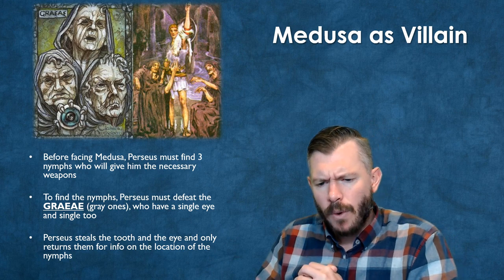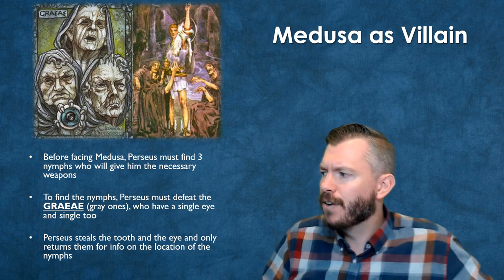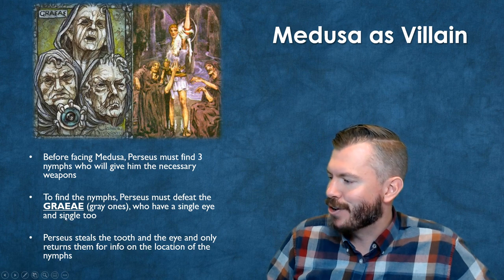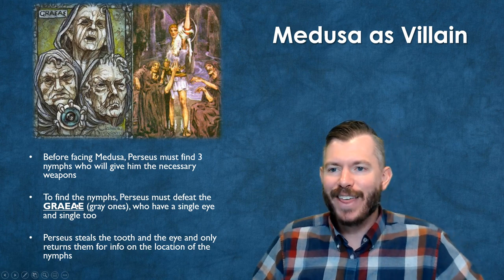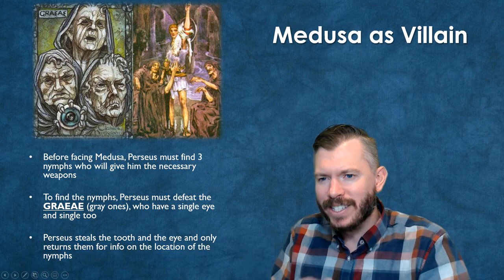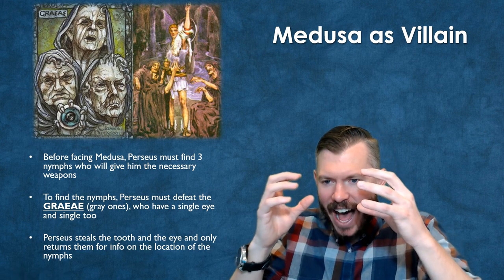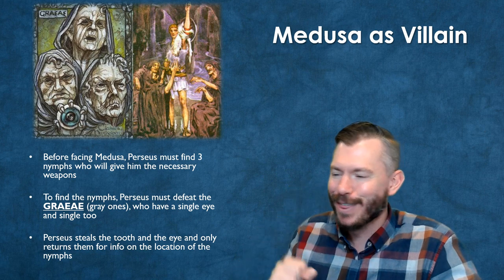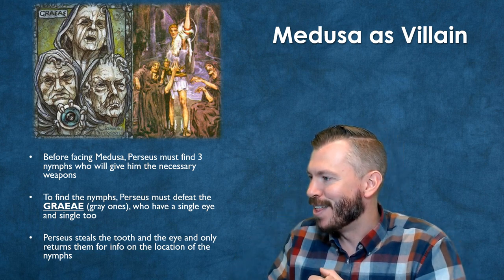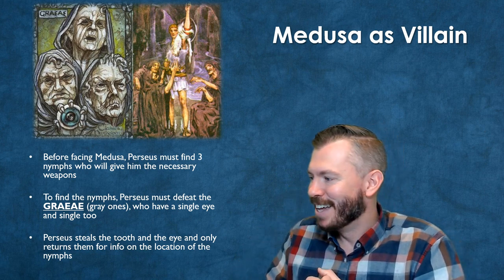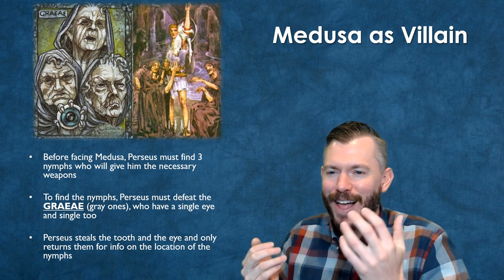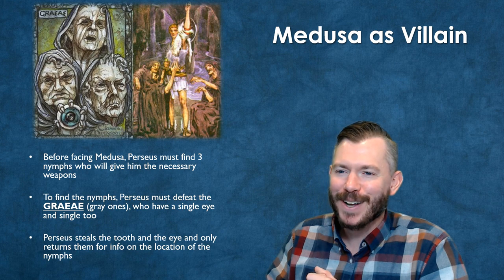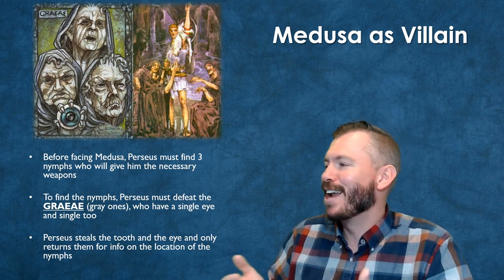And so in order to find them, he's got to first go to these old hags here known as the Gray Eye. And the Gray Eye, or the Gray Ones, they have a single eye amongst the three of them. And they have a single tooth amongst the three of them as well. So they probably had soup a lot, because you can't do a lot of chewing with just one tooth.